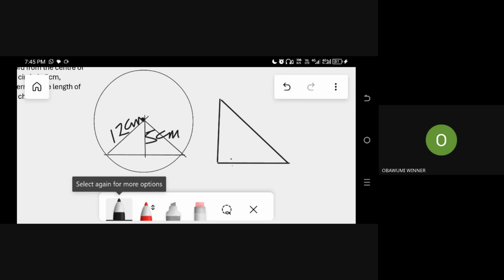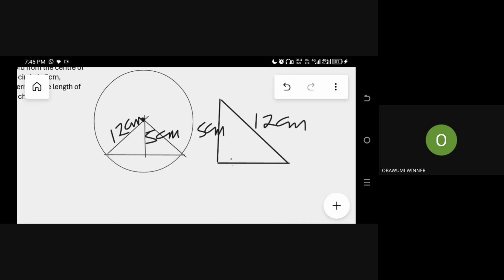I think this still looks okay. So here we have the radius would be 12 centimeters. We have the distance of the chord from the center, which we have here as 5 centimeters.